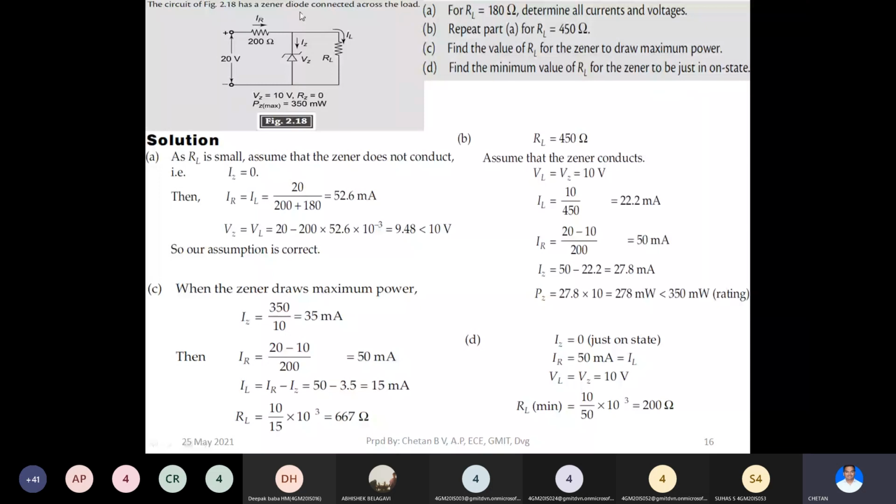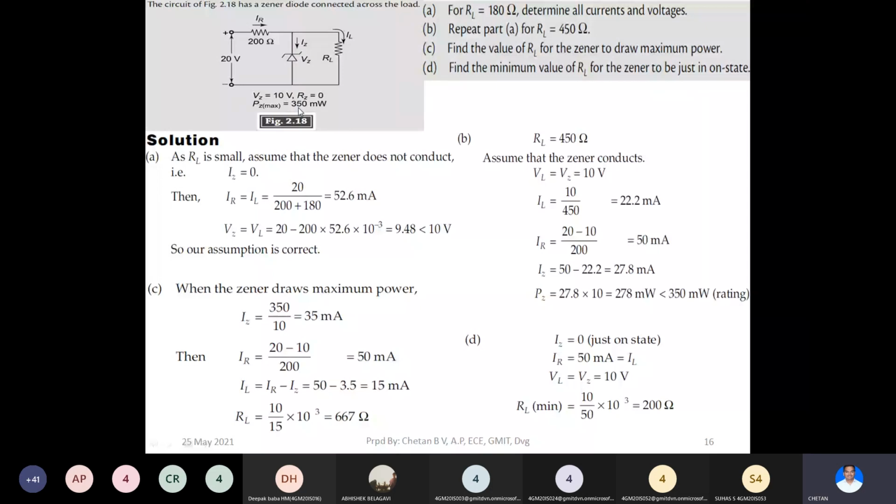This is the series resistance, which is 200 ohm. The voltage that is applied as the input voltage is 20 volt. This is the unregulated input voltage. The output voltage is what you are expecting here, right? Apart from this, some more data that is given is VZ equals 10 volt. VZ is the reverse breakdown voltage of this diode. It is 10 volt, and the dynamic resistance RZ is 0, right? And PZ maximum, meaning the maximum power that this diode can dissipate, is 350 milliwatt.